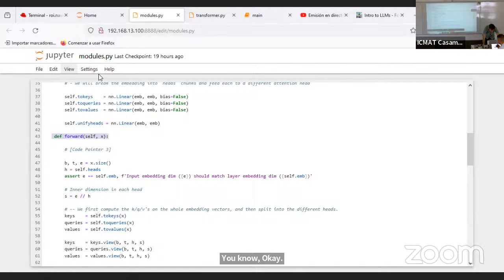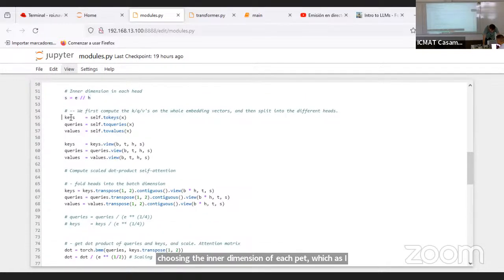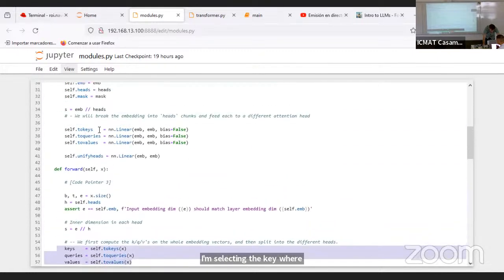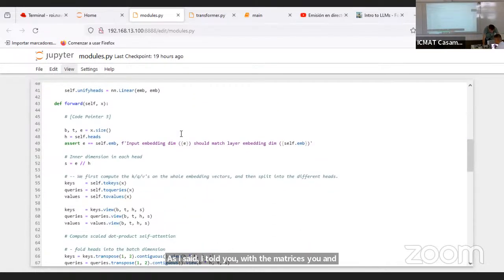For every one of these PyTorch functions, you need to define the forward operation, which is the transformation that you are going to make, and then the derivatives are computed automatically by PyTorch using automatic differentiation. Okay, so here E is the token embedding. What I'm doing is choosing the inner dimension of each head, which, as I told you, is E divided by H. I'm creating keys, queries and values. Keys, queries and values are nothing else but linear transformations, as I told you, with the matrices UK, UQ and UV.